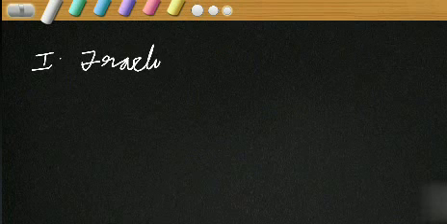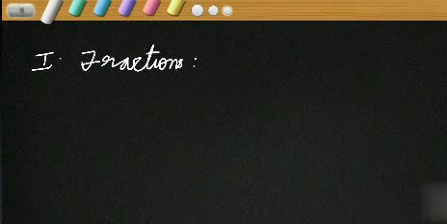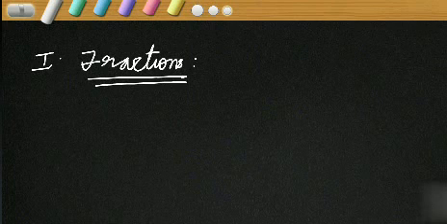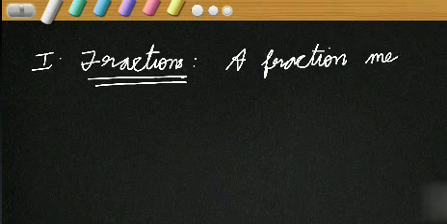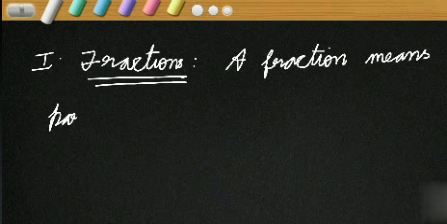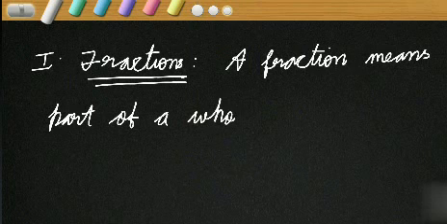Write down, first one, Roman number 1. The first concept of this lesson is fractions. What is meant by fraction? We have just discussed it. A fraction means, in general, part of a whole. Fraction means part of a whole. So let's discuss some examples.